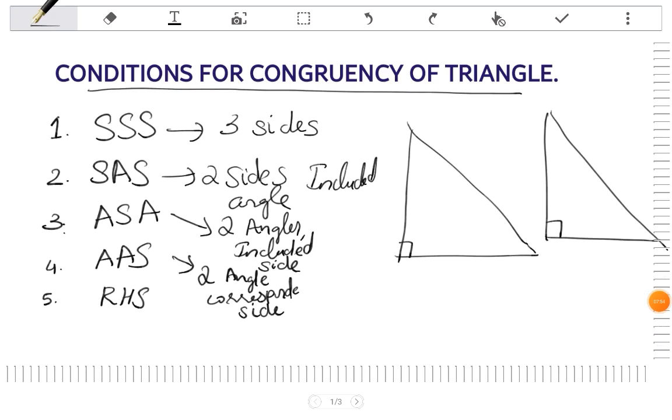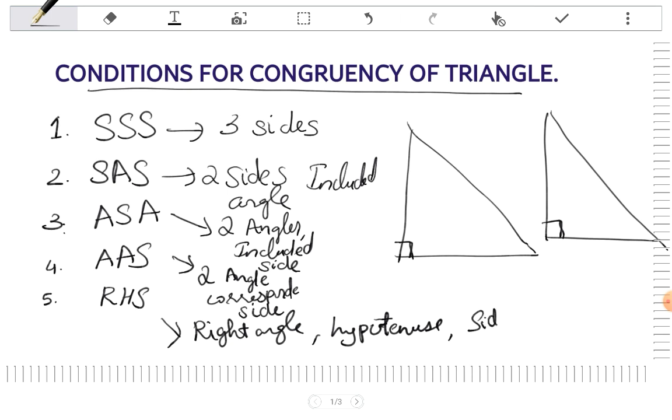Our last condition is the RHS condition. Here R stands for right angle, H stands for hypotenuse, and S stands for side. It can be any side.